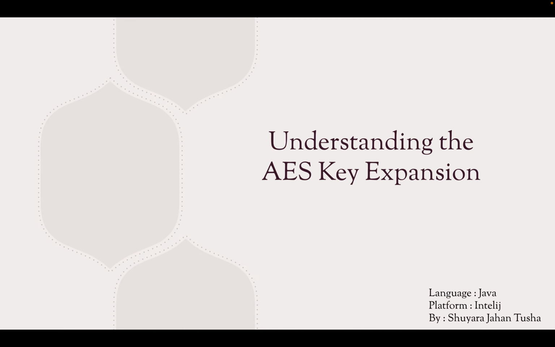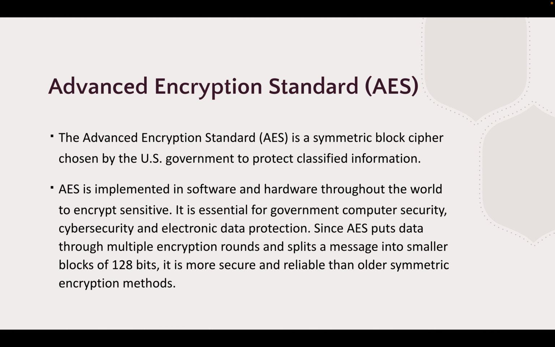Today we talk about understanding the AES key expansion. Advanced Encryption Standard, short form is AES. Now we need to know what is AES. AES is a symmetric block cipher chosen by the US government to protect classified information. AES is implemented in software and hardware throughout the world to encrypt sensitive data. It is essential for government computer security, cybersecurity, and electronic data protection.